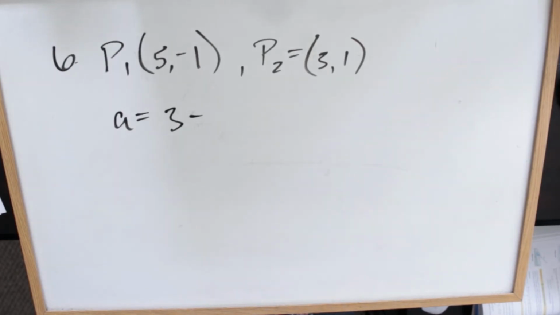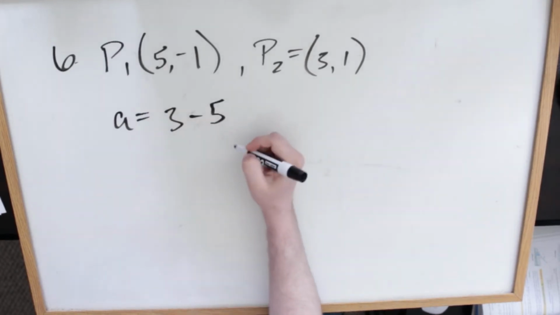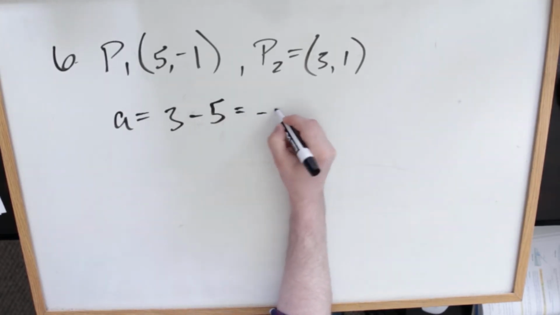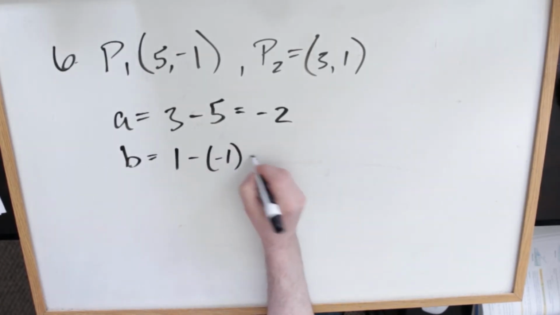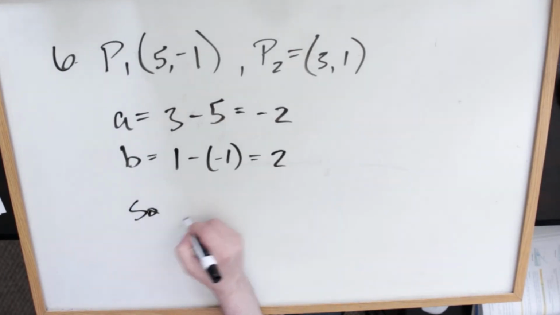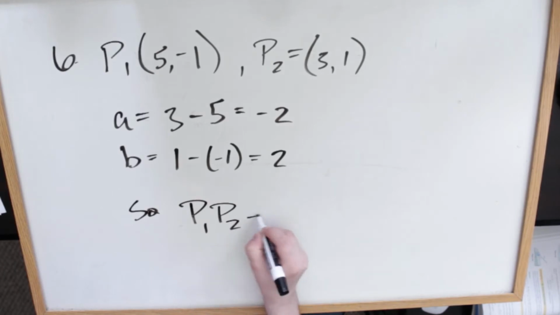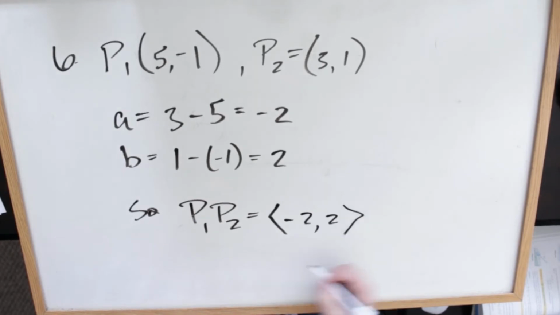P1 is actually going to be the initial point. So you do have to start with the terminal and then work your way to the initial. So yes, the order does matter. This is going to equal -2. b is going to equal 1 minus negative 1, which is going to equal +2. So P1P2 is equal to, and here are the components, -2, 2 for my a, b. So that vector right there is our solution.